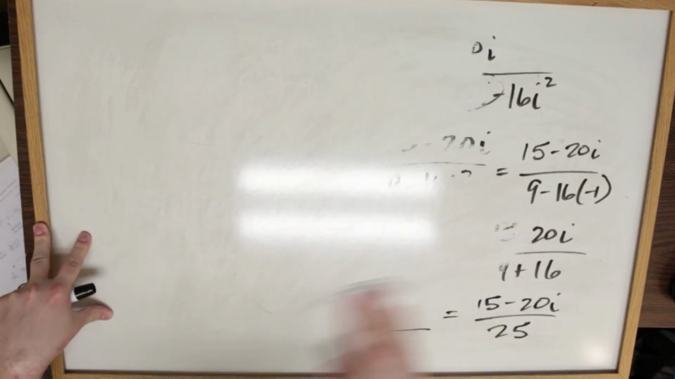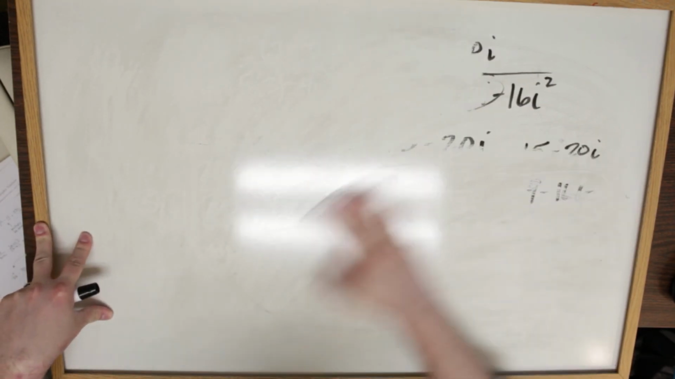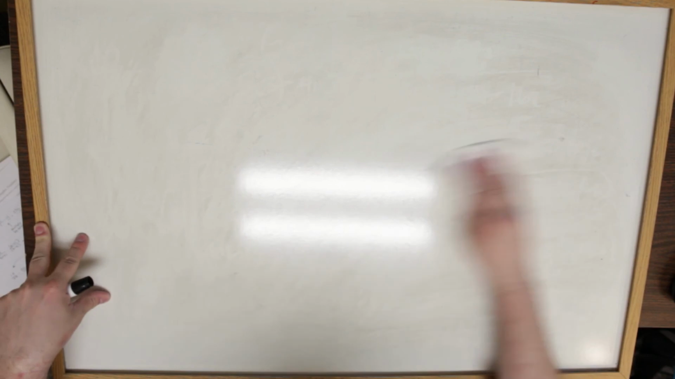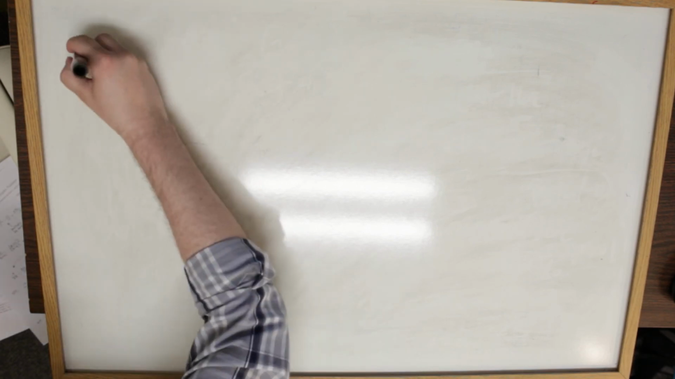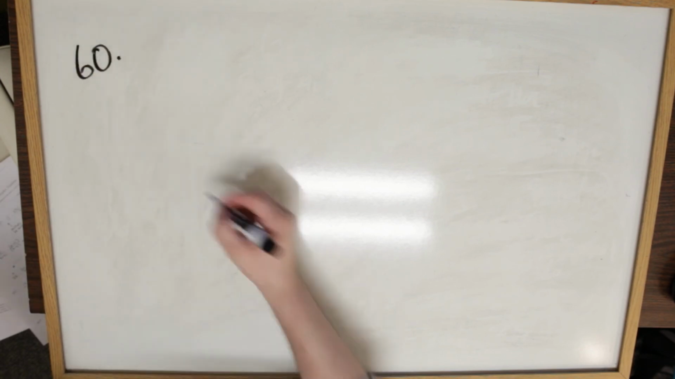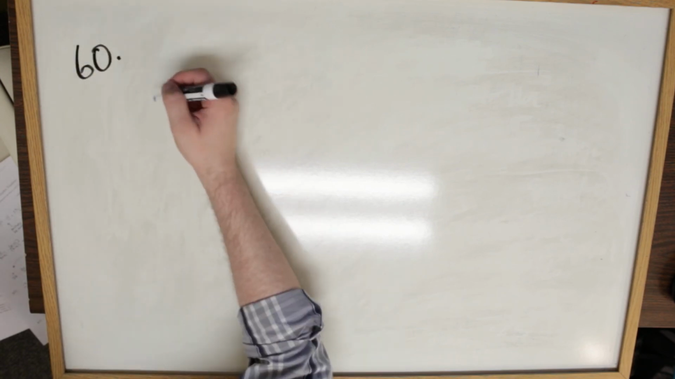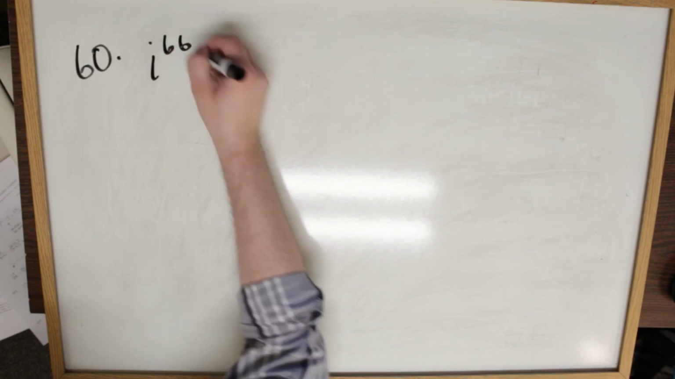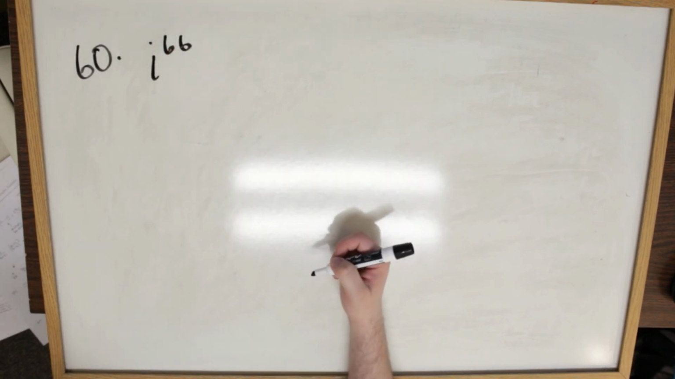I want to show you also a little trick that you can use when you're working on your own. In fact, I encourage everybody to use technology as much as they can. You need to know how to do it, but at the same time, why forsake technology when it's accessible to you, right? We do live in the 21st century, so let's just use it if we can. We're going to do i to the 66th, okay? So i to the 66th.